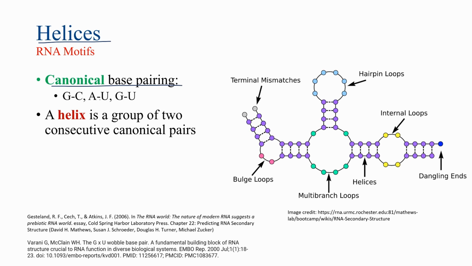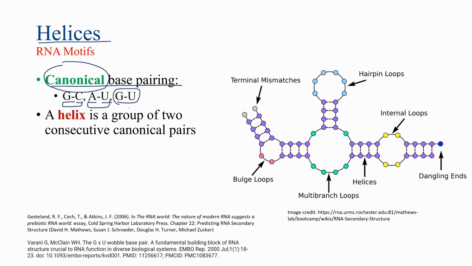So canonical base pairing is where you have a guanine base paired with cytosine, or an adenine base paired with uracil, or a guanine base paired with uracil. Importantly, you can notice here that canonical base pairing does not simply refer to the Watson-Crick base pairing. For example, we understand that guanine and cytosine here are Watson-Crick base pairs, as well as adenine and uracil. They're also Watson-Crick base pairs that we would expect in a secondary structure of RNA.